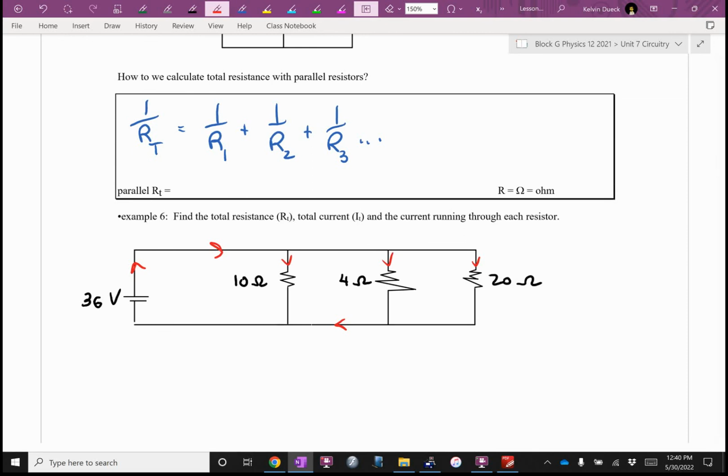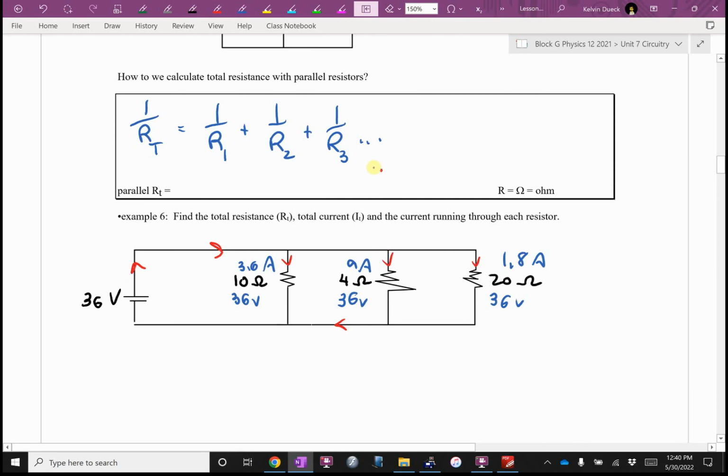So I'm going to say, you know what? I know this is 36 volts, I guess 3.6 amps. I did the math in my head. This is 36 volts, I guess 9 amps. This is 36 volts, 1.8 amps. So I didn't actually need to use this, but now let's do it this way as a check.